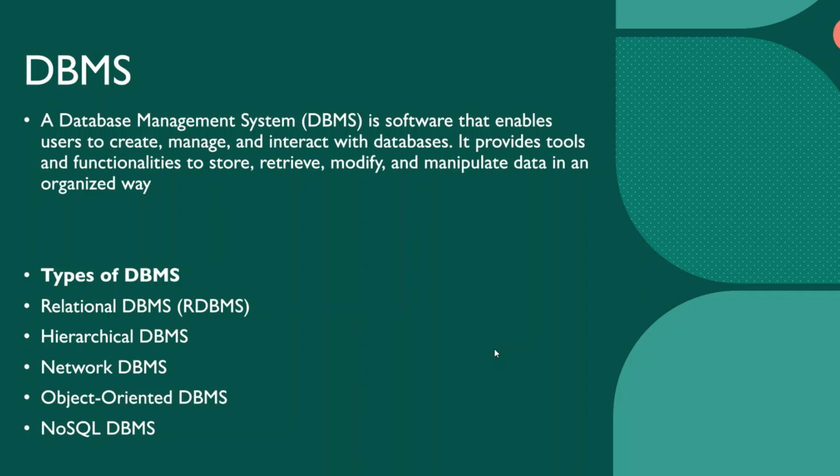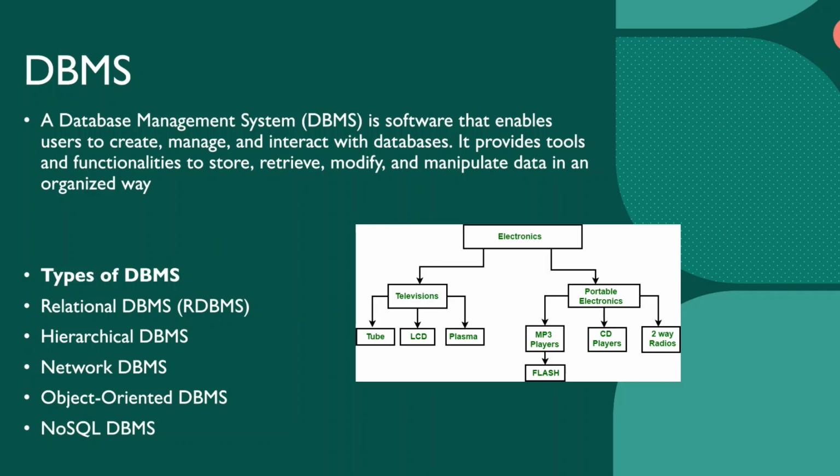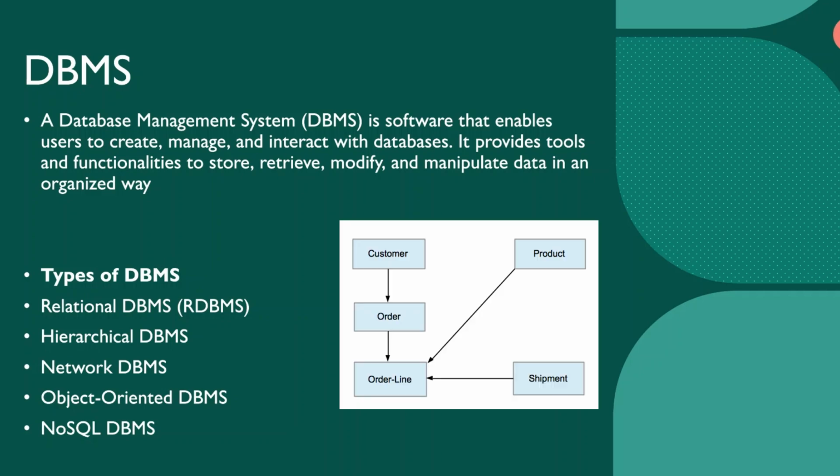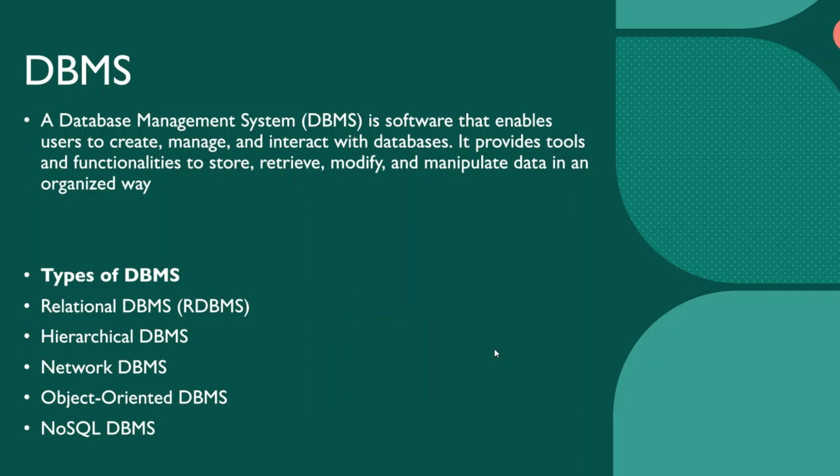Let's quickly understand what exactly the difference is between them. Hierarchical DBMS organizes data in a tree-like structure. As the name suggests, it is in hierarchy patterns, for example IBM Information Management System, IMS. Then the network DBMS uses a graph structure with nodes and edges for the relationships, for example Integrated Data Store, IDS. Then there is the object oriented DBMS. It stores the data as objects, similar to object oriented programming, for example ObjectDB.